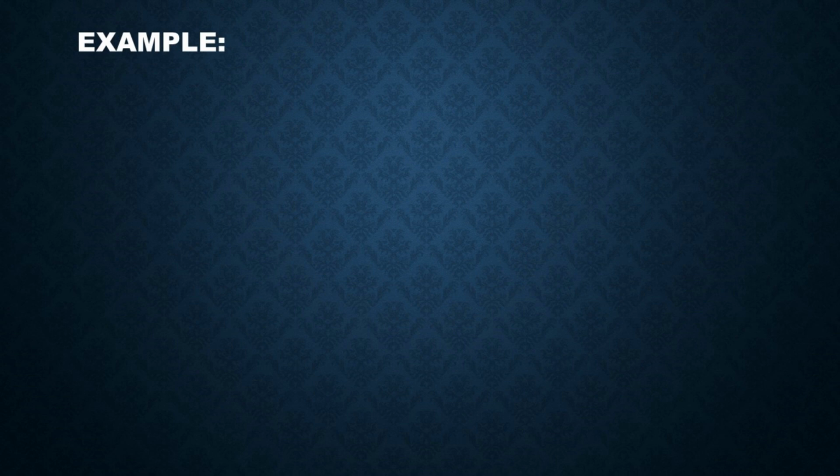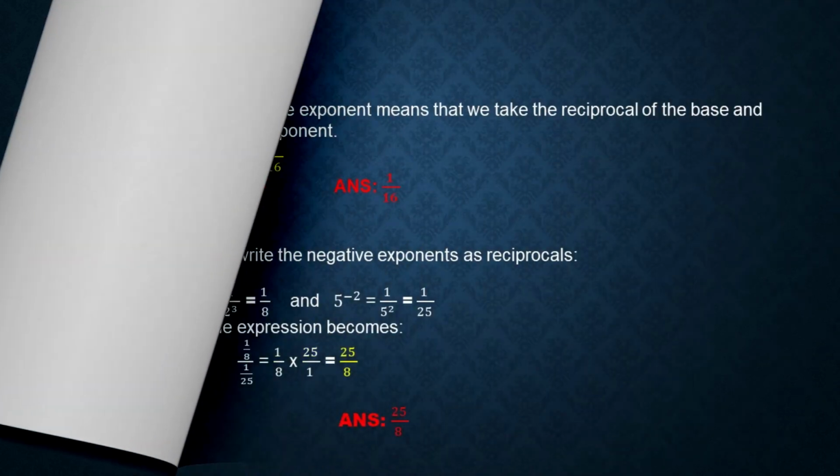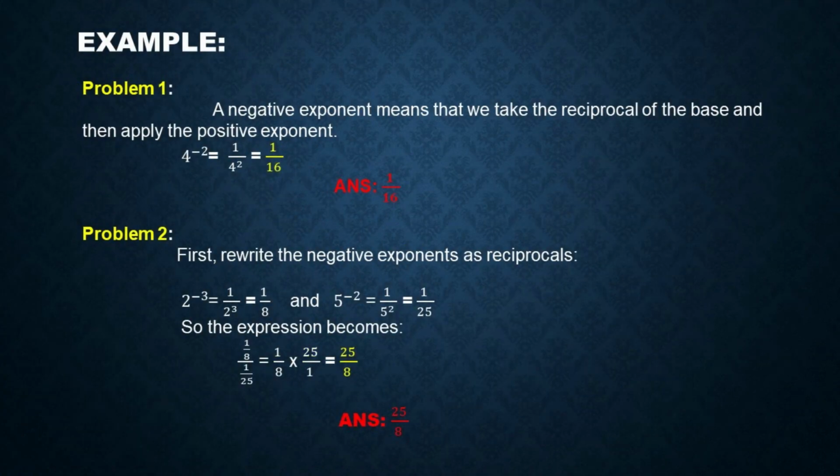Here are several problems involving negative exponents. In problem number 1, a negative exponent means that we take the reciprocal of the base and then apply the positive exponent. 4 raised to negative 2 will be equal to 1 over 4 raised to 2. Simplifying it will result in the final answer, which is 1 over 16.